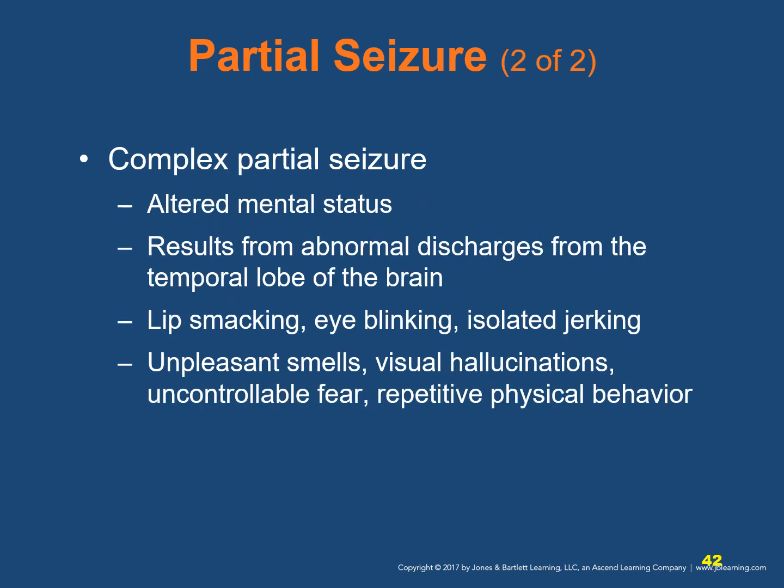With a complex partial seizure, the patient has an altered mental status and does not interact normally with his or her environment. This results from abnormal discharges from the temporal lobe of the brain. Other characteristics may be lip smacking, eye blinking, and isolated jerking. Patients may also experience unpleasant smells and visual hallucinations, exhibit uncontrollable fear, or perform repetitive physical behavior.